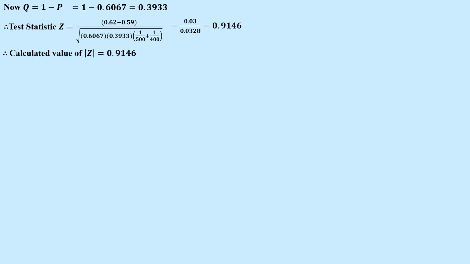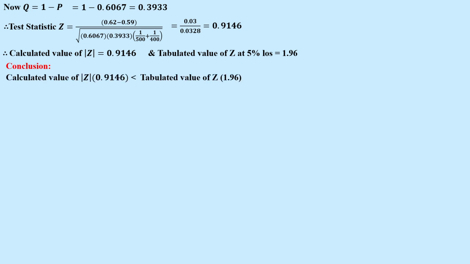Calculated value is 0.9146. Tabulated value is 1.96. Conclusion: calculated is less than tabulated. So there is no difference in their attitude. Both are having the same attitude towards the new plan implementation. Thanks.